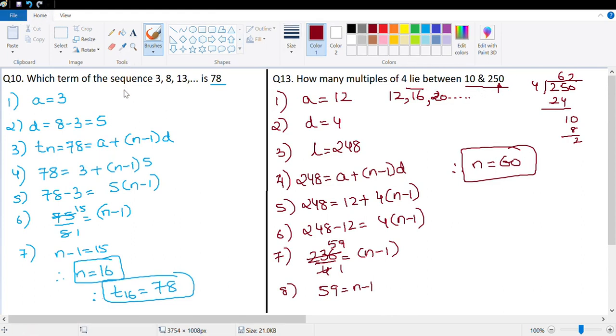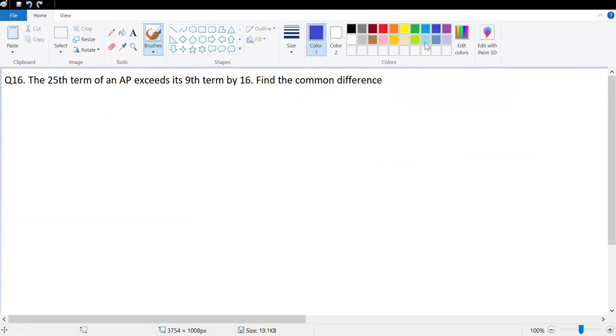Good. Let's look at the next homework question, which is question number 16. The 25th term of an AP exceeds its 9th term by 16. What's given is T25 is equal to T9 plus 16. Let's read the question again. Yes, the 25th term exceeds, which means I'll have to add something to the 9th term. So T25 is equal to T9 plus 16.